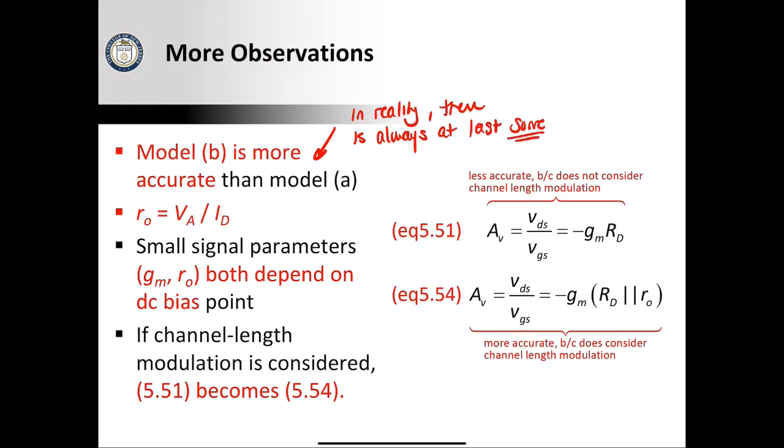And so the main difference is whether our gain will be affected by channel length modulation. And so we have here our value for gain, negative GM times RD. This is without channel length modulation. If we're considering channel length modulation, then you replace RD with the parallel combination of RD and whatever that output resistance is.